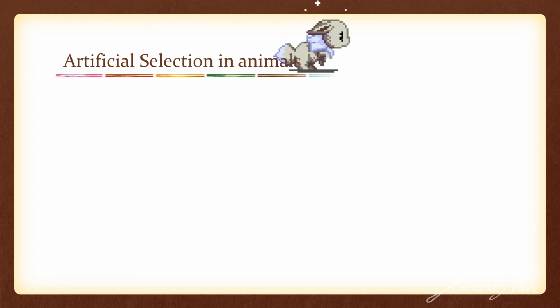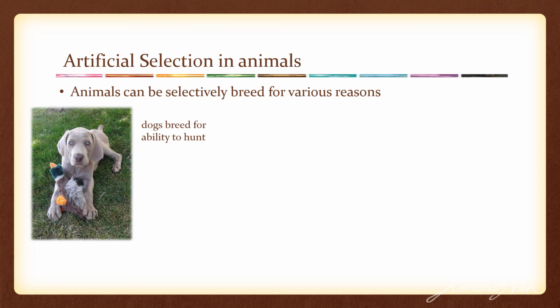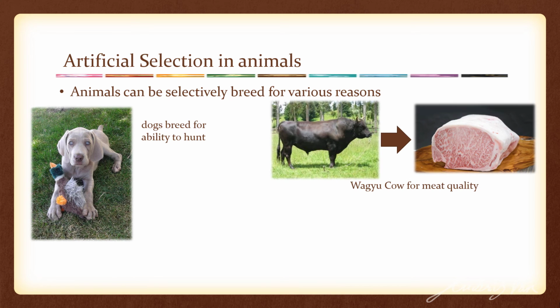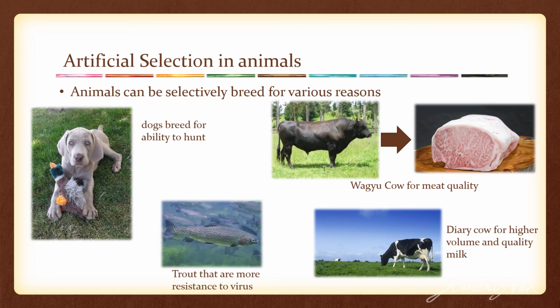Next, let us look at some example of artificial selection in animals. Similar to plant, animals can be selectively bred for various reasons. For example, dog can be bred for their ability to hunt. Cow have not just been bred for meat, but also they have been bred for the amount of milk that they produce. And marine life have also been bred for not just their size, but also resistance to virus.